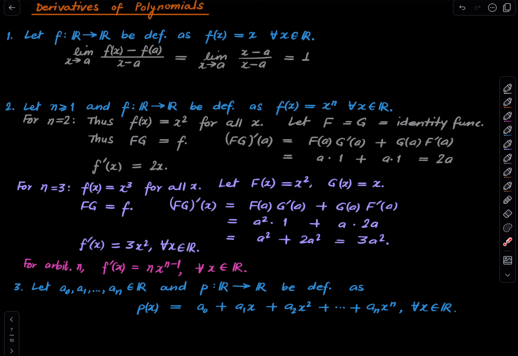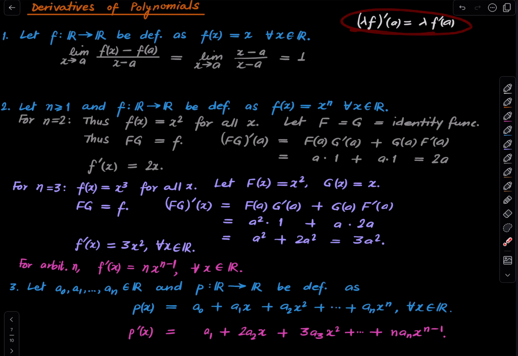So what is the derivative of p? The derivative of p at any point x is going to be a1 plus 2a2x plus 3a3x square, and so on up until the end. We are just using the fact that the derivative of a sum is the sum of derivatives, and the derivative of a scaled function. We didn't explicitly prove the scaling result, but it's trivial. The derivative of the scaled function, scaled by lambda, at any point a is lambda times the derivative of the function. That's all I'm using. And you can see this by the product rule. Just take the constant function lambda as one of your functions. Its derivative is 0, and hence the product rule gives you this. So I'm using that implicitly here.